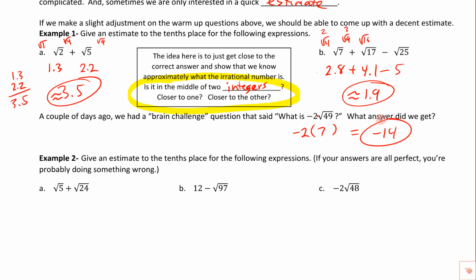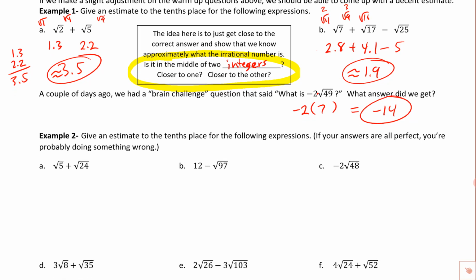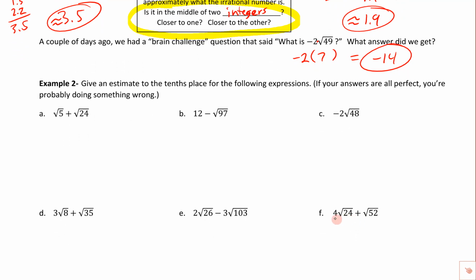Well, we're going to use the same idea on some of these that have coefficients out in front. So you'll notice on this one we've got a coefficient of 4. It's going to get multiplied by 4. We've got a 2 and a 3 here, and then a 3 right there. So just keep that in mind. That's how we'll deal with those. And we're going to run through and we're going to estimate some of these. Again, we're going to give our estimate to the tenths place.